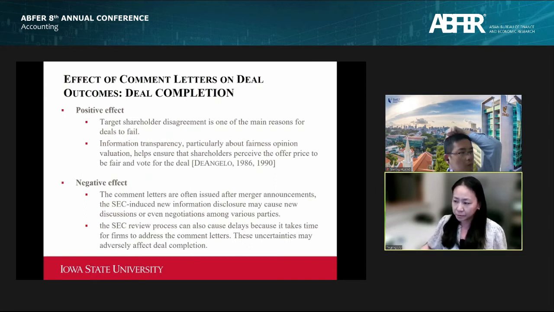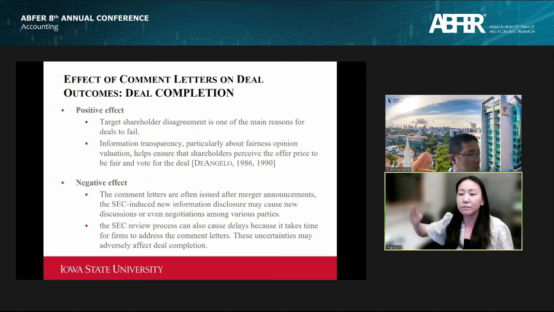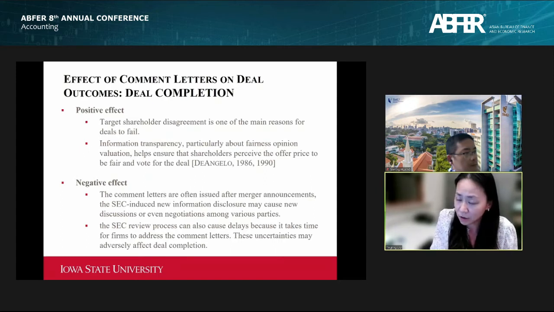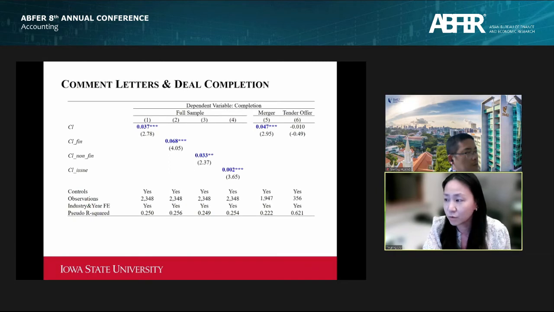However, on the other hand, the newly disclosed information could generate even more disagreement, or maybe even introduce renegotiation, or the review process delays the negotiation time, which could, for example, matter if the market condition fluctuates, which can negatively affect the deal completion probability. So ex ante, how the review process, or the additional information disclosed because of the comment letter, affects deal completion is not a very straightforward prediction. So we empirically test and we find very strong and robust results.